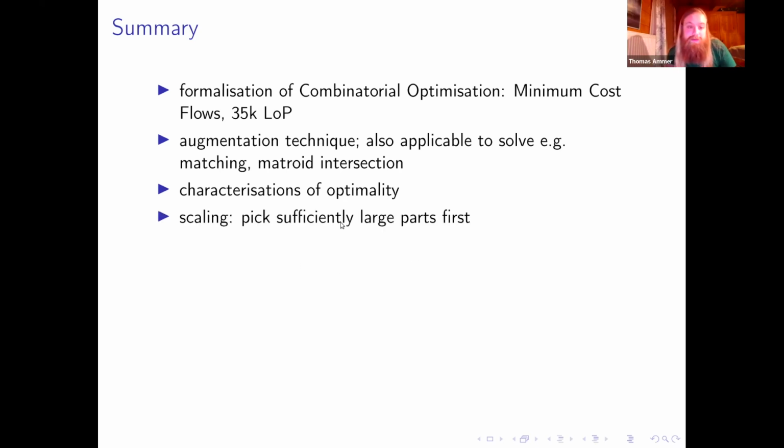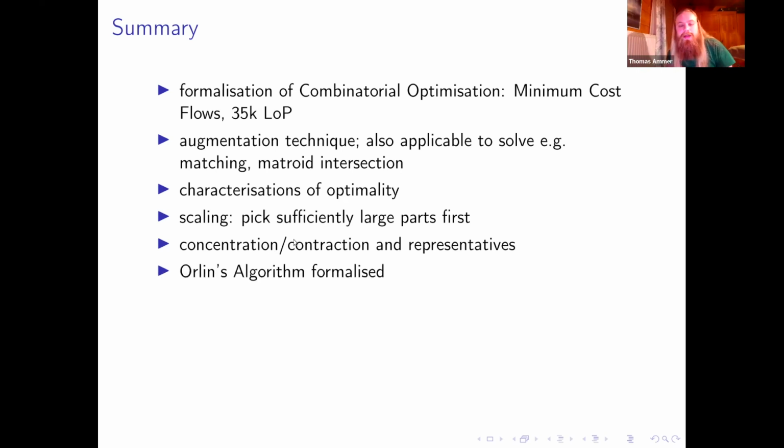Then to obtain a fast algorithm, one can use the idea of scaling. That means to pick big parts of the problem first and make fast progress. Then another idea how a flow algorithm can be made faster is concentration of balances. That leads to Orlin's algorithm, which is quite complex, and that was formalized.